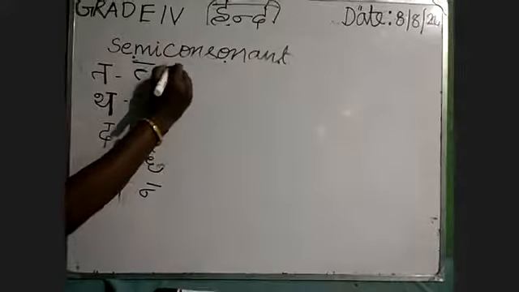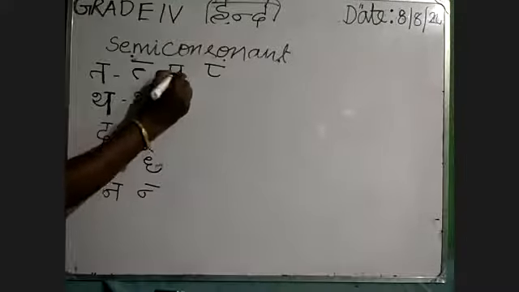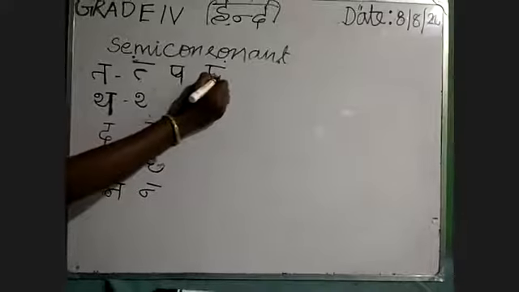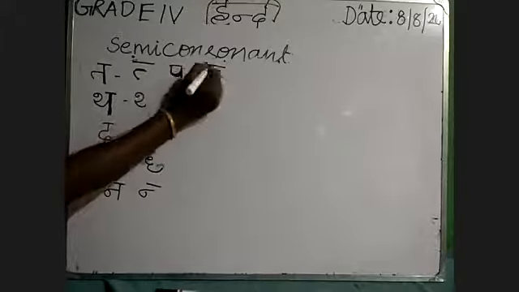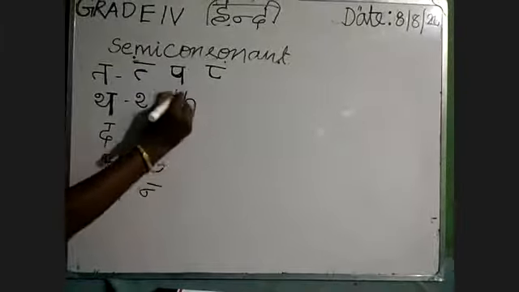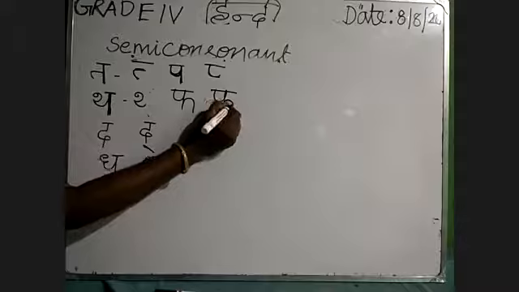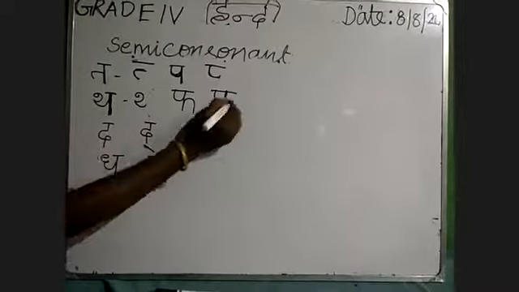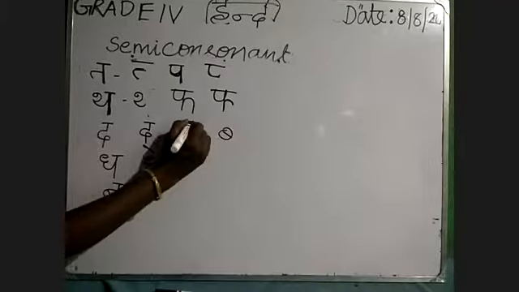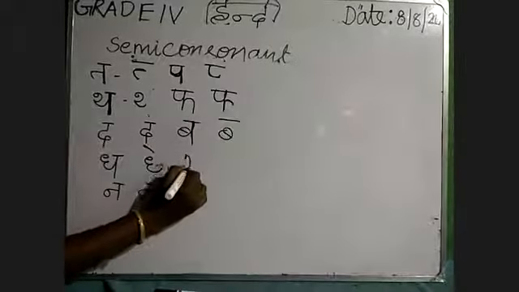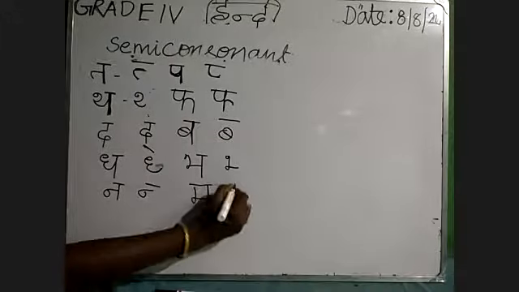This is pa and this is ip. You should remove this line. This is fa and this is if. See here, you should stop up to this one. You should not extend. Then ba. See here, ba. You should remove this line. Ib. This is ba and this is ib. This is ma and this is im.